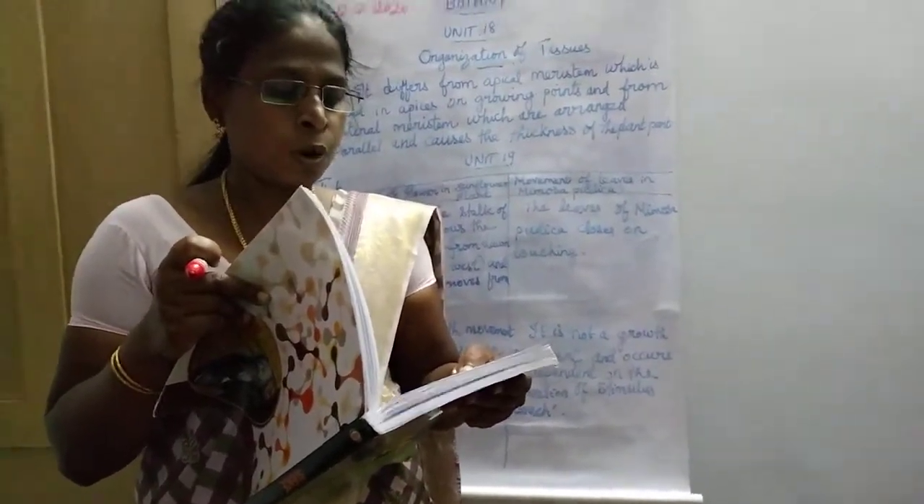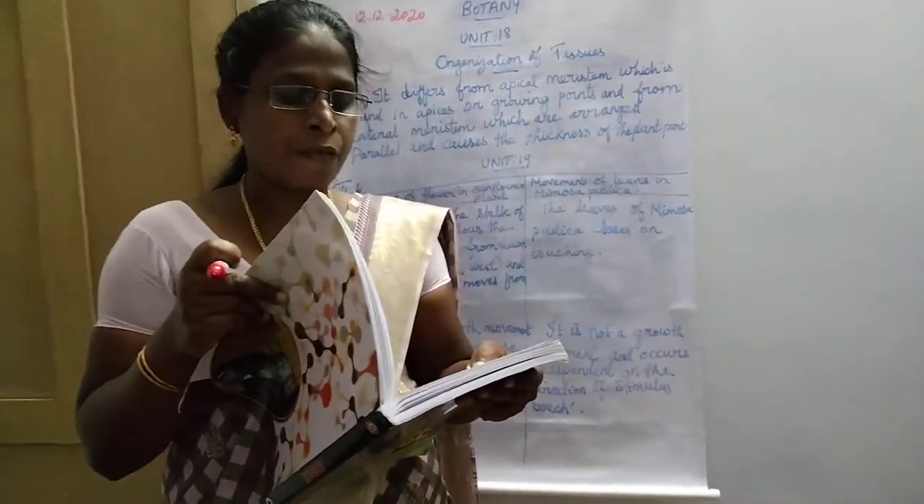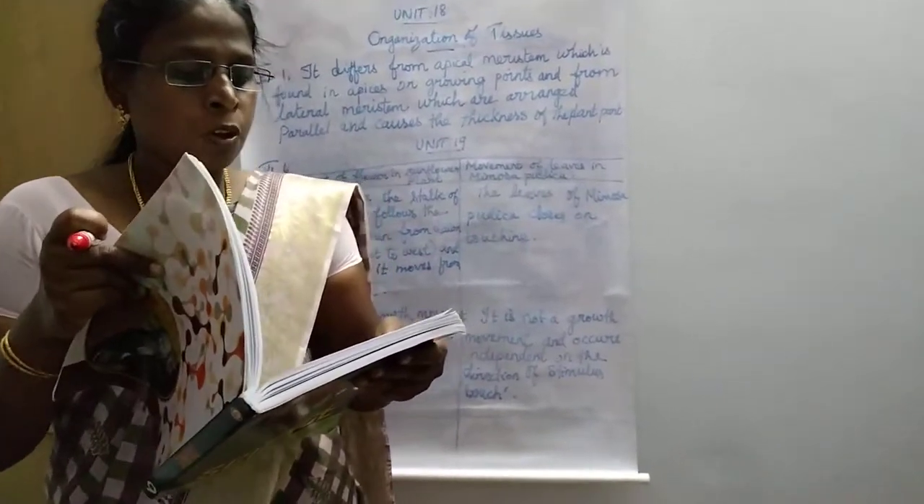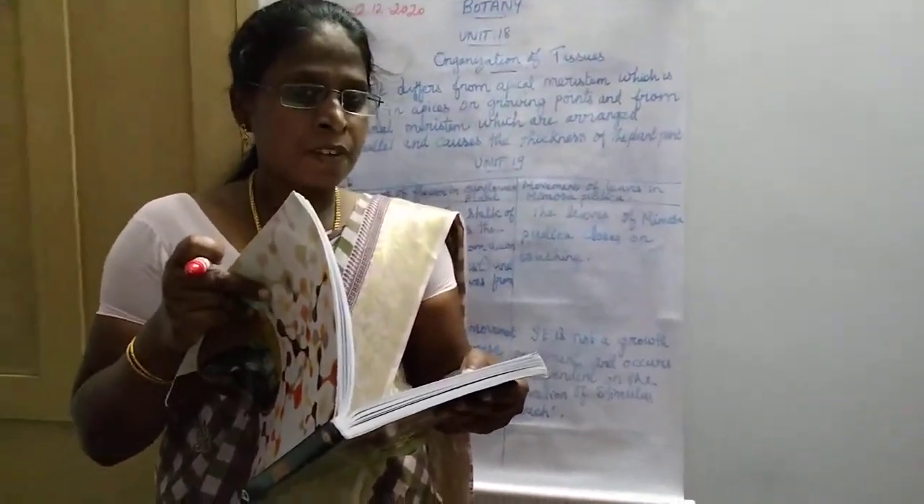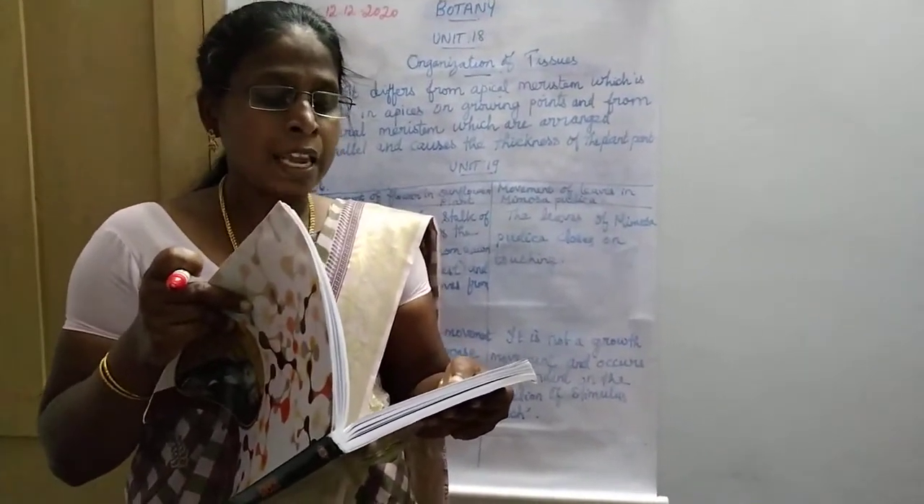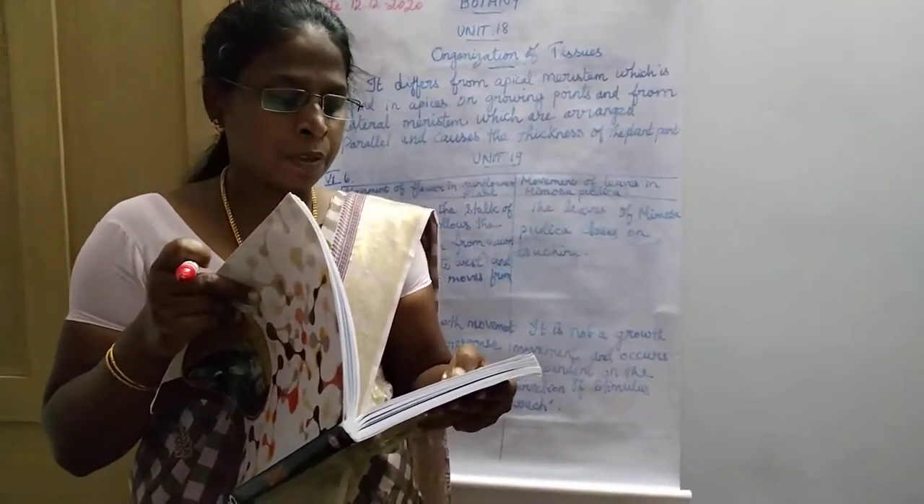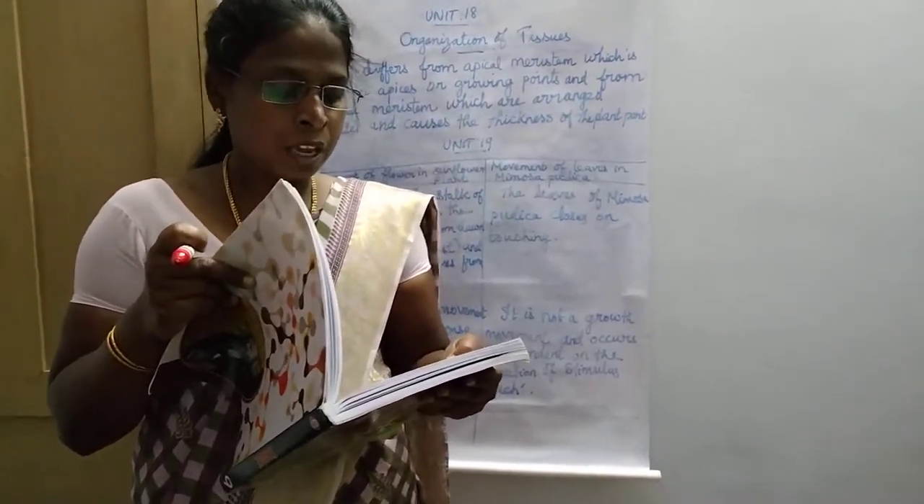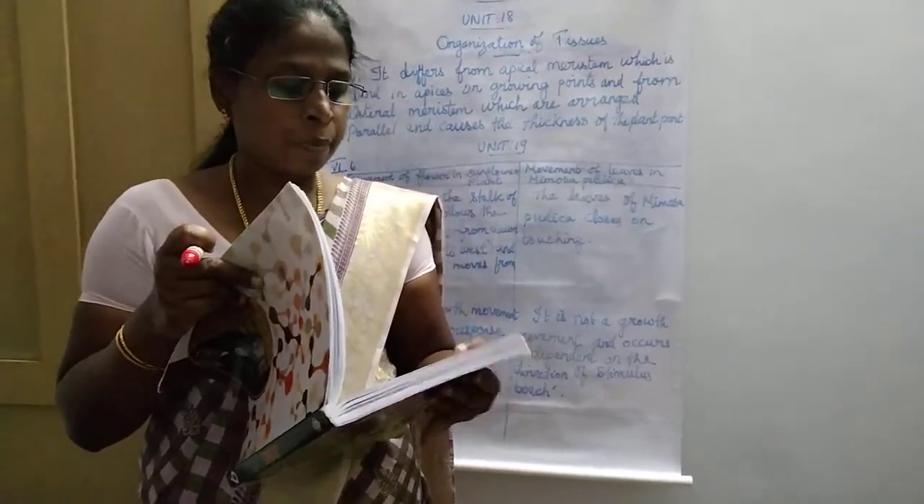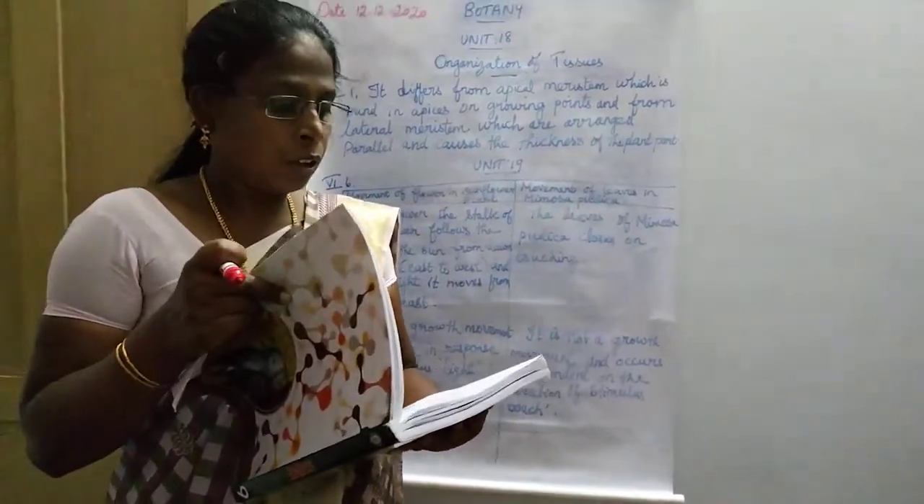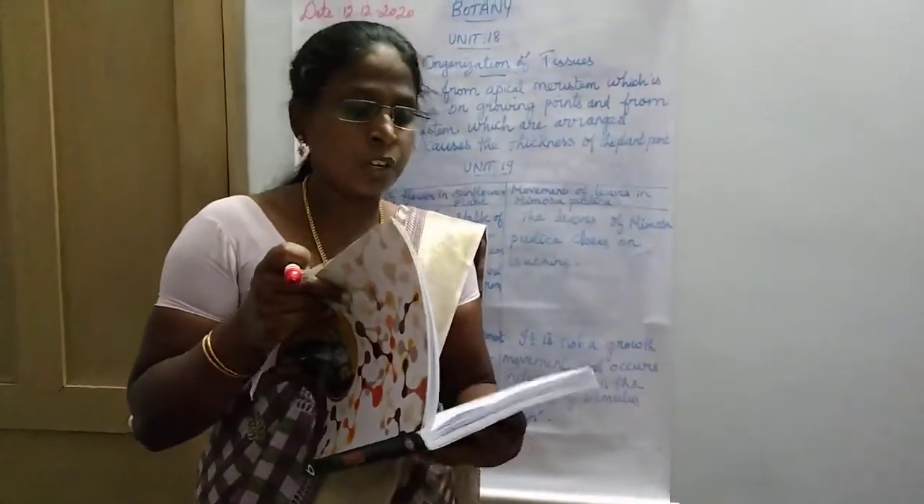Then number 5, vessels are found in collenchyma. The answer is false, so you have to correct the statement. Vessels are found in xylem, X-Y-L-E-M, xylem. Then Roman letter 5, the first question you did not mark.